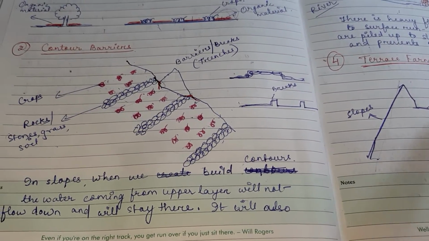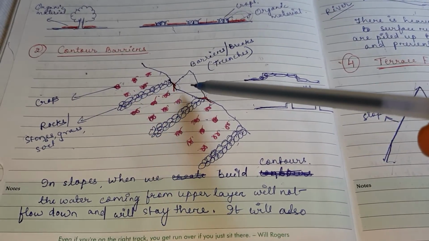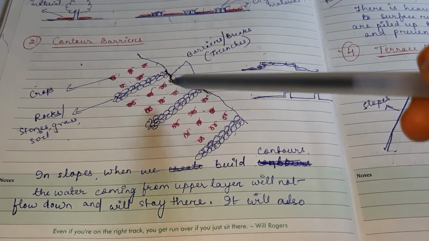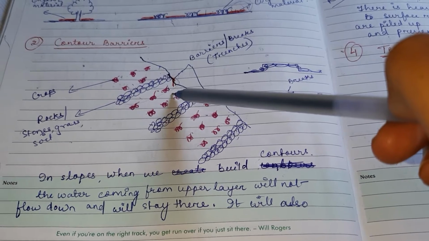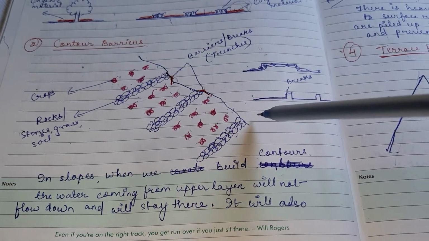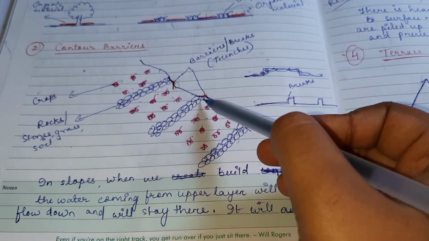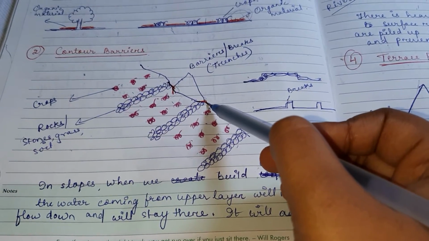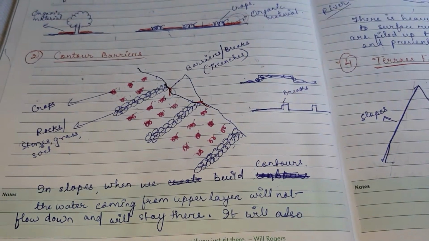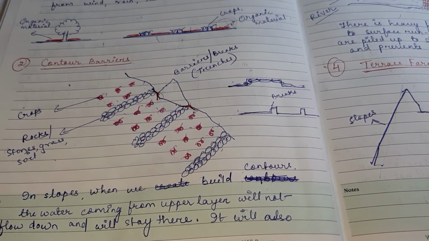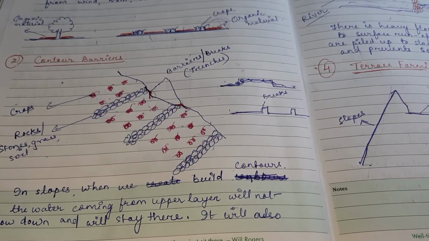So on slopes, when we build contours or barriers, the water coming from the upper layer will not flow down and it will stay there. It will also not wash away the fertility of the soil. Here you can see some red portions. These are the trenches or breaks. Why are these trenches and breaks built? These are built in order to slow down the flow of water.